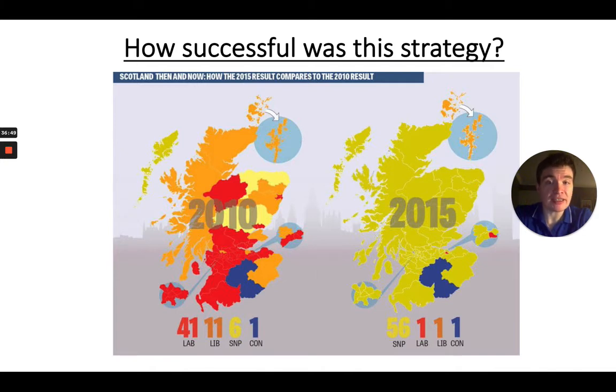So fast forward to 2015, and the SNP won 56 out of 59 seats and came very close to winning a clean sweep. In fact, the one I think they were furthest from getting was Orkney and Shetland, which is probably very difficult to get at any point, because it's quite strongly Liberal Democrat. But they almost had a clean sweep of the board.